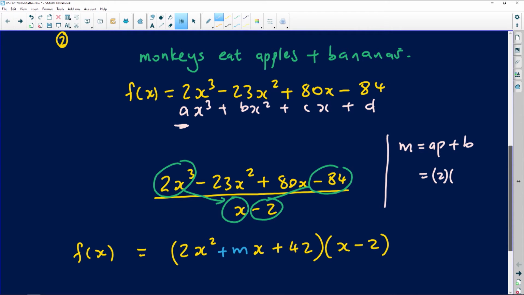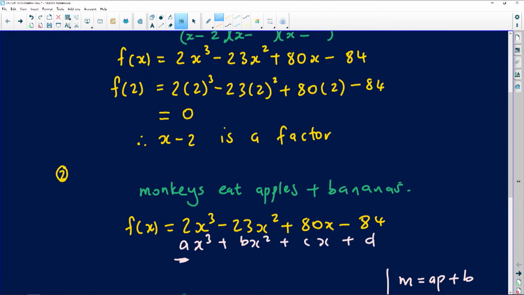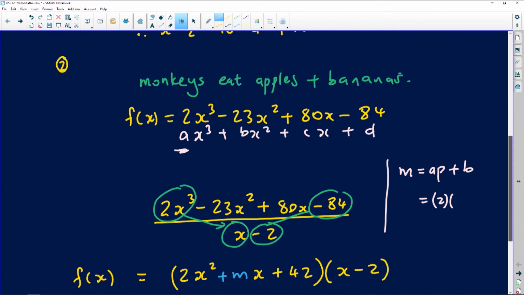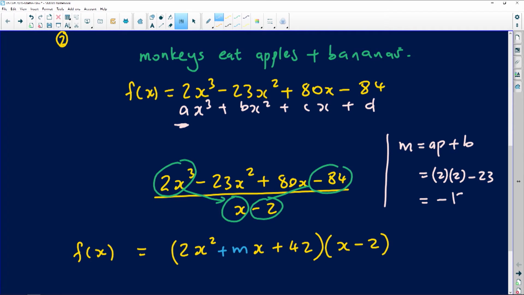What is p? P is the root that you were substituting at the time you were trying to prove a factor. The number 2 that I was replacing there in my function is basically going to be the p value. So I'm going to put a 2 in there. And then the banana is negative 23 because it's the b from the cubic function. So I'm sitting with 2 times 2 minus 23, that's 4 minus 23, that gives us a monkey of negative 19, right?